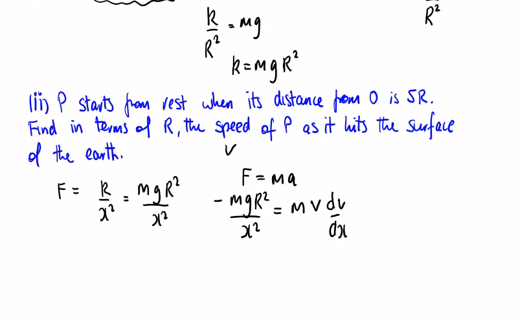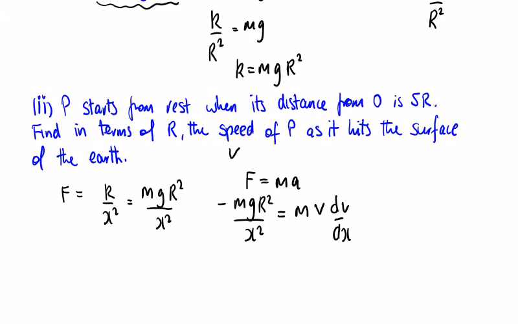So if we can simplify this, we should be able to get the speed of p in terms of r as it hits the surface of the Earth. Now, it's starting 5r above. If we put the 5r here, 5r above the center. So this is going to be the distance r here, and the distance 5r here. So it's actually only traveling 4r to get to the surface.